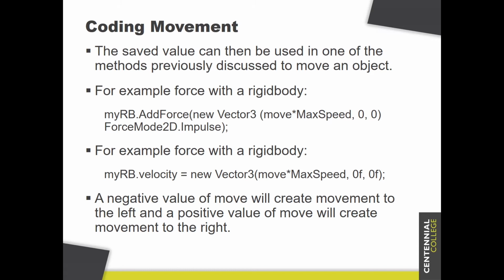However, if you are monitoring your input inside of your update, and you're collecting that value in move, you could then use your add force, like we talked about in the last video, by simply applying your move value, multiplying it by the maximum speed, and multiplying it by your vector. And that's going to move your object in that particular direction with the magnitude that you've assigned it. If you give it a move value of 1, it's going to move in the positive direction. And if you give it a negative value for move, then obviously it's going to move in the negative direction, right?